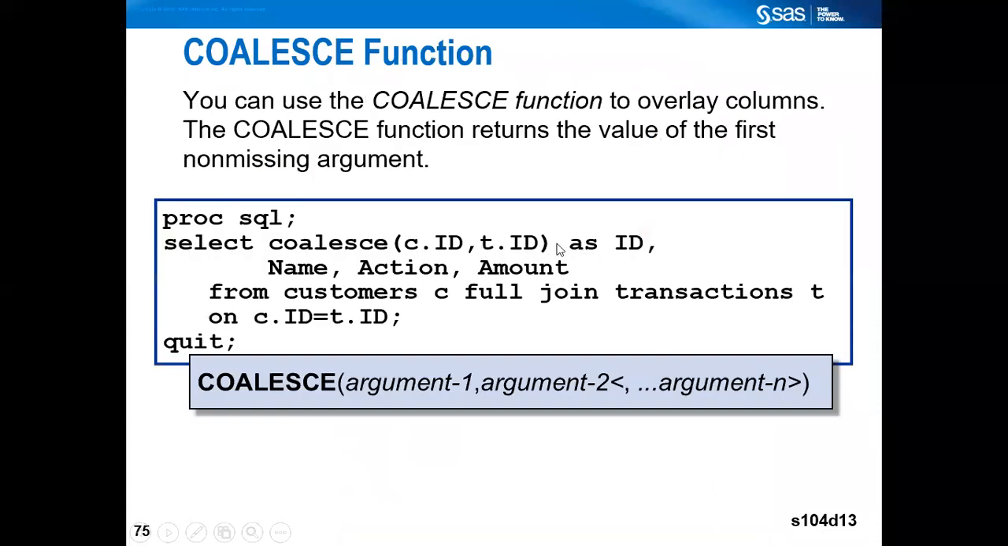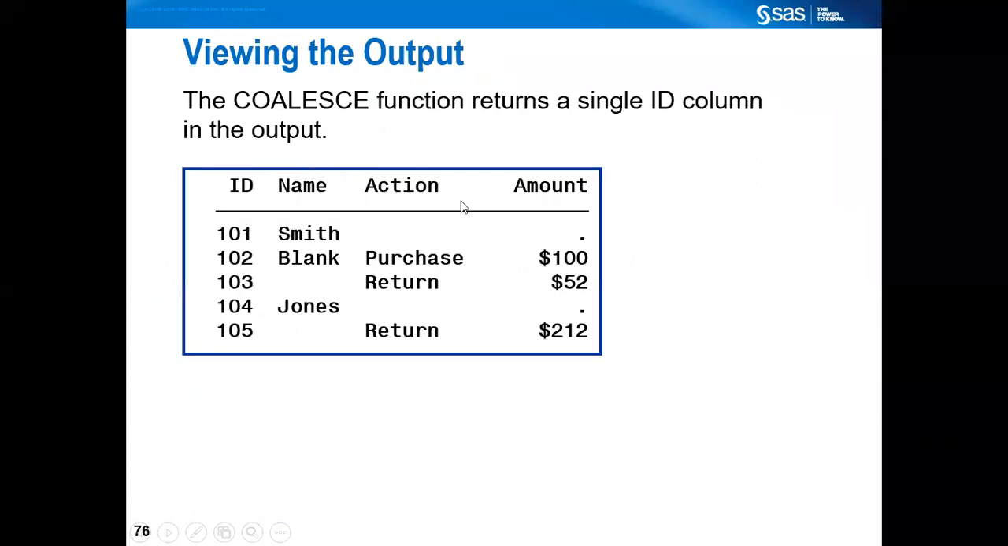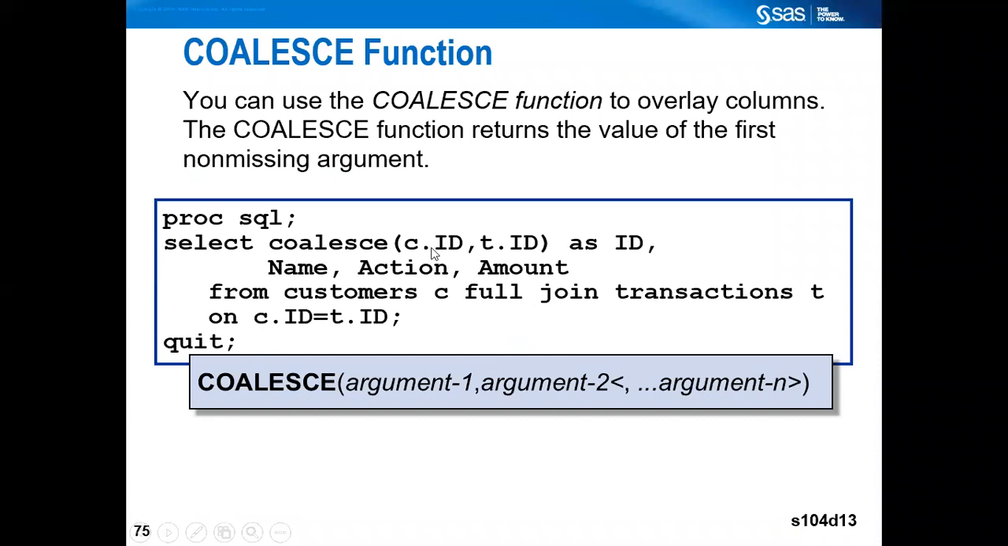And you gave it as ID, name, action, amount. So you can use the coalesce function to overlay columns. The coalesce function returns the value of the first non-missing argument. So you get this result similar to your data step ID. Instead of selecting which column to be taken in your select clause, you write the coalesce function, give a common column name, and select the rest of the columns.